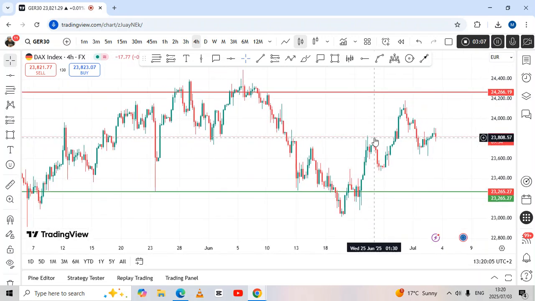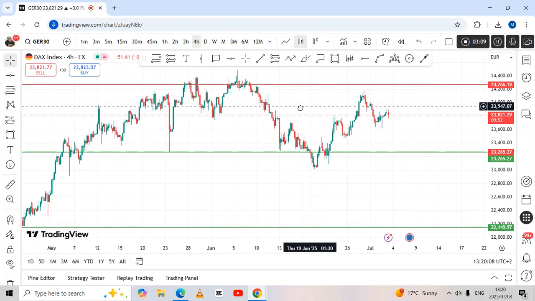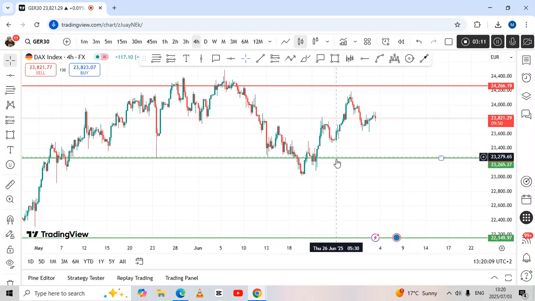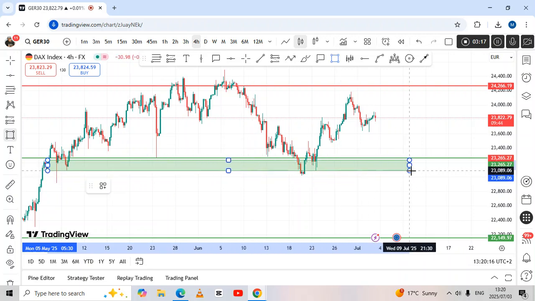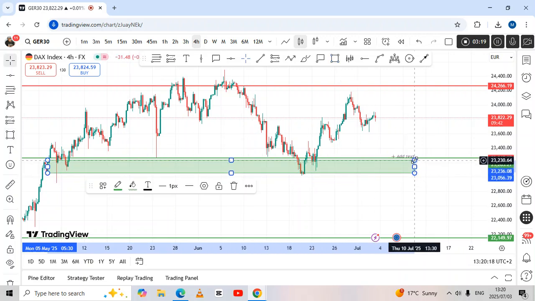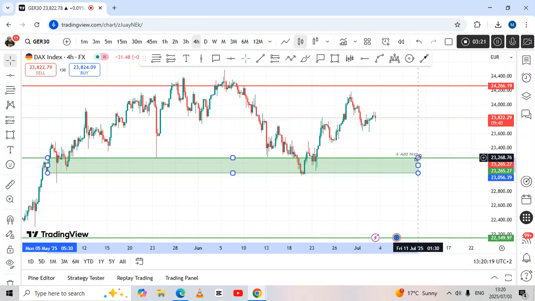On the 4 hour, I'm looking for a trend, an overall trend. So what do I see? Okay, so on that support, this is our daily support, right, that we identified on the daily time frame. So on this support here, what do I see?